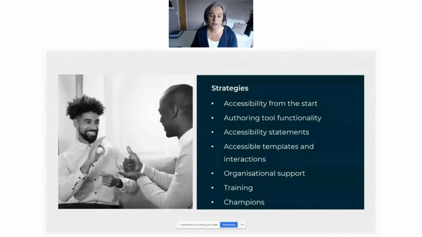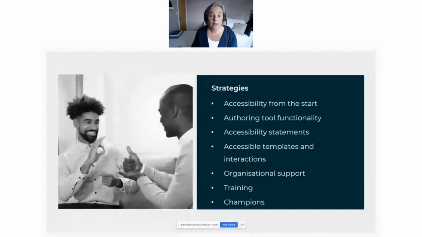The most important of these strategies, I think, is to make sure that accessibility is a consideration or a requirement from the start of a project. If anyone has been involved in retrofitting or shoehorning in accessibility at the end of a project, you will know it's infinitely more time consuming and costly to do it this way. So really, really beneficial to be aware of accessibility upfront.